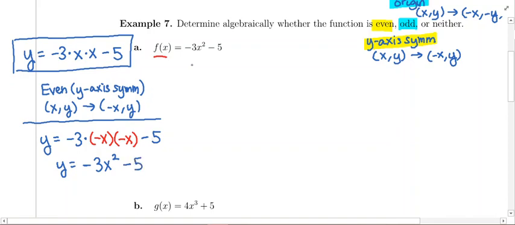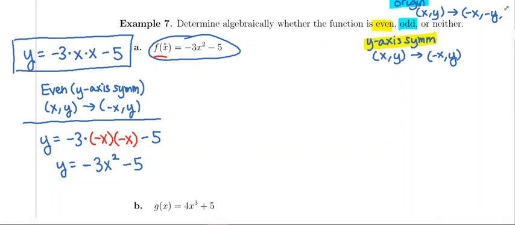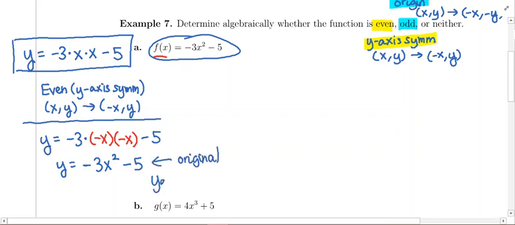So we have simplified. We need to compare to the original function, which is up here. Remember, f of x is y. So we simplified and we got y equals f of x, which is negative 3x squared minus 5, back. We simplified, got the original back. So since we got the original back, we conclude, yes, this function has y-axis symmetry. This is the original function. So we will say yes, this is an even function.